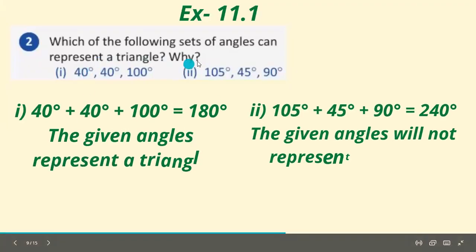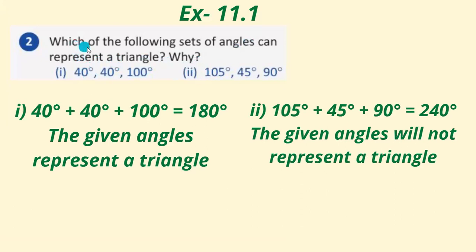Next we are going to move to exercise problems. Which of the following sets of angles can represent a triangle and why? 40, 40 and 100. When we add all these three angles, the angle sum should satisfy the angle sum property. When we add all the three angles of a triangle, it should give 180. So 40 plus 40 plus 100 is 180. So the given angles represent a triangle.